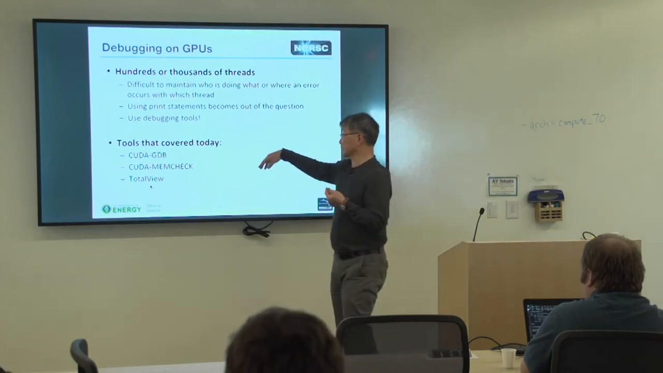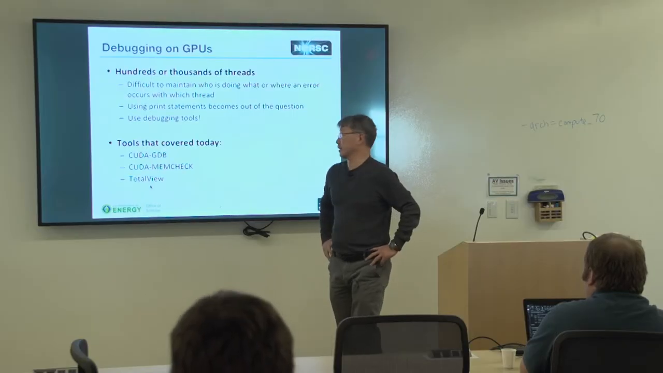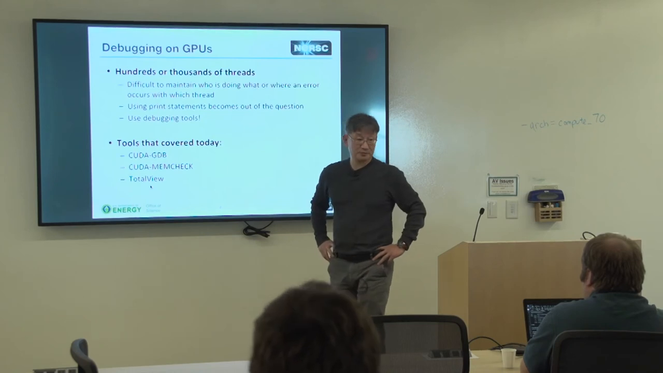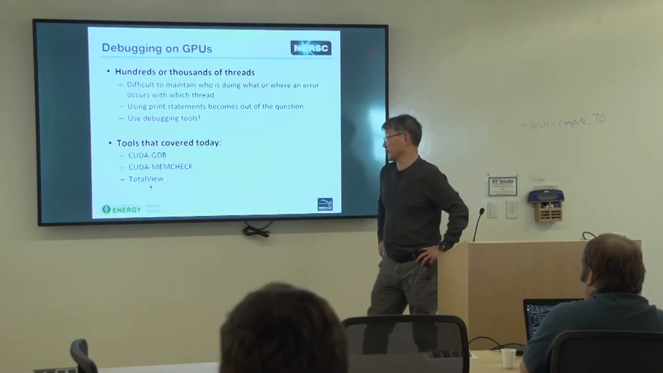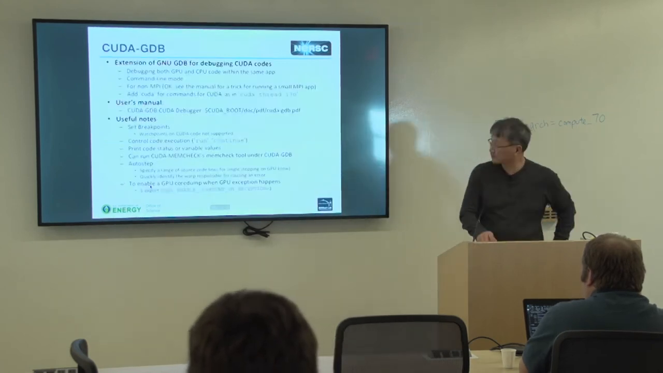These are the tools that I'm going to cover today. CUDA GDB is a kind of GDB extension for CUDA. And CUDA memcheck is reminiscent of Valgrind memcheck. And we have a pretty good GUI parallel debugger called TotalView. We have another popular tool called DDT, but unfortunately, we don't have a license for GPU. So for the time being, we have to use all three of them.